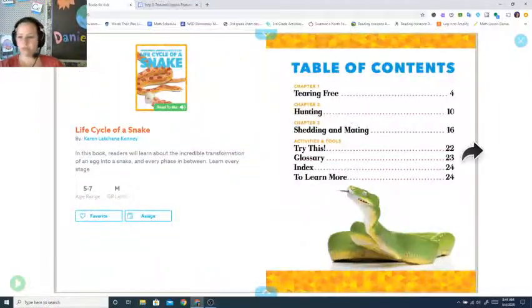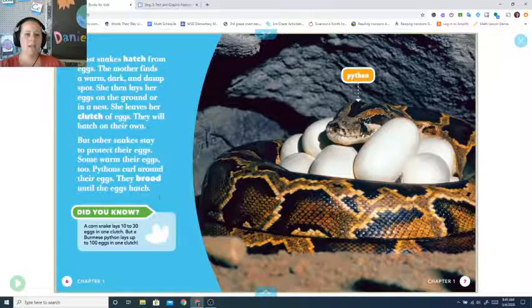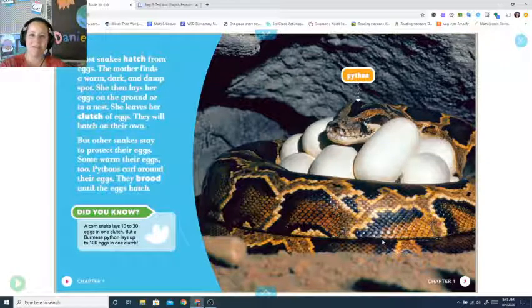All right, oops, too far again. Sorry, guys, about that. So there's her clutch of eggs, and she is brooding, or wrapping around the eggs to keep them warm, right? So fun. Here's our little blurb. This is what it says: Did you know a corn snake lays 10 to 30 eggs in one clutch, but a Burmese python lays up to 100 in one clutch?